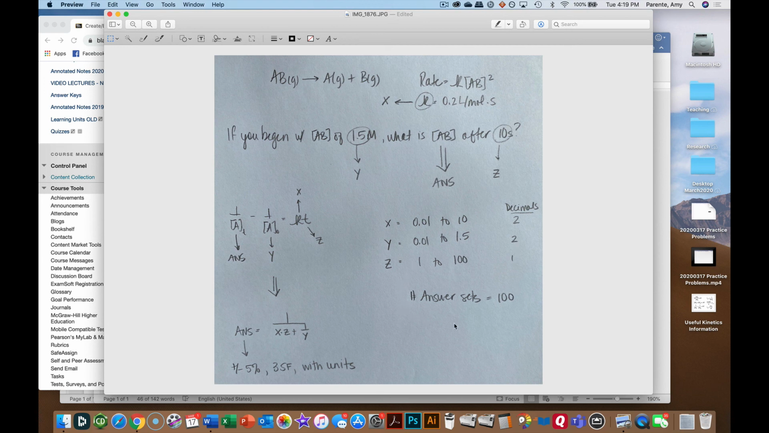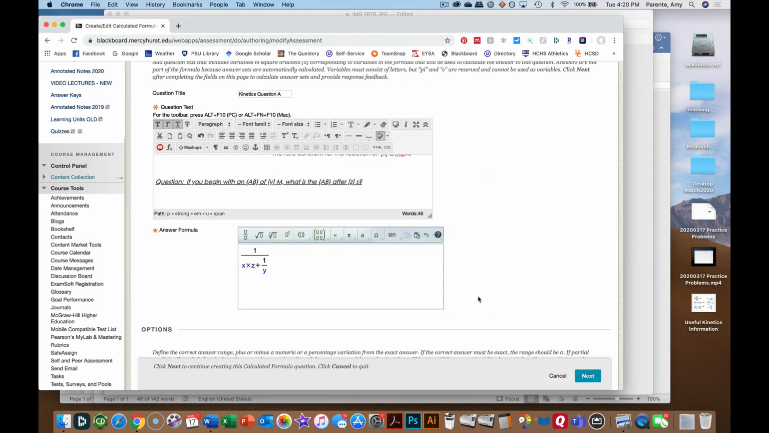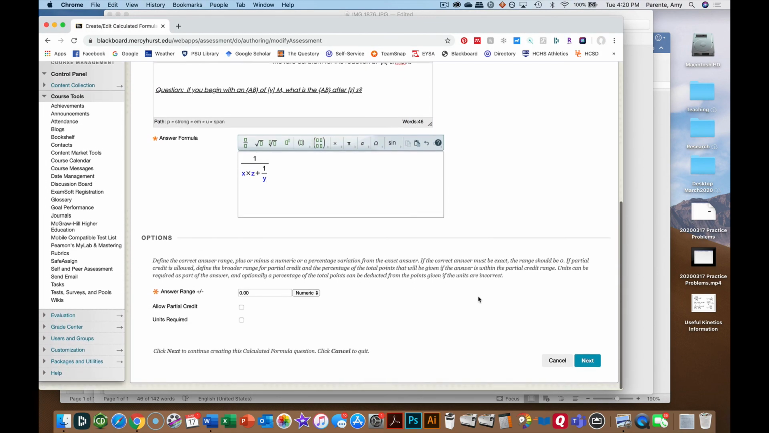And I also have to tell it how many possible sets of numbers to generate. And because I want to have 100 different flavors of this question, I'm going to choose 100. So now I'm going to have to put the rest of that information in down here.